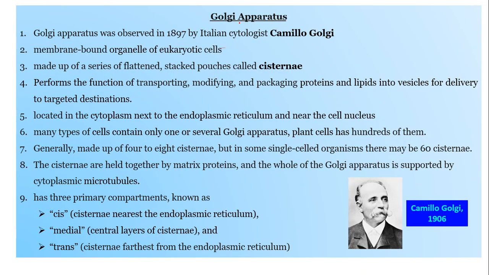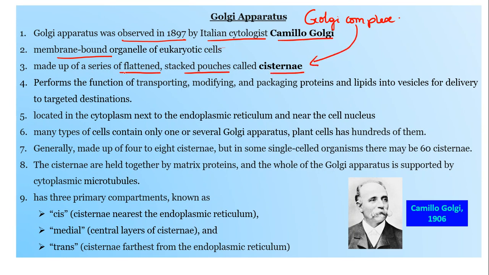Then the next important part is the Golgi apparatus, which is also called the Golgi complex. The next important cell organelle is the Golgi apparatus or Golgi complex, and it was observed in 1897 by an Italian cytologist named Camillo Golgi. He came to observe this Golgi complex, and he found that it also has a membrane, and it is made up of flattened sac-like structures which are called cisternae.